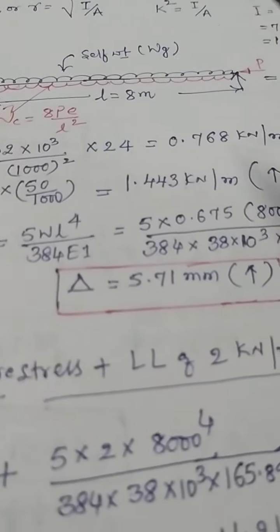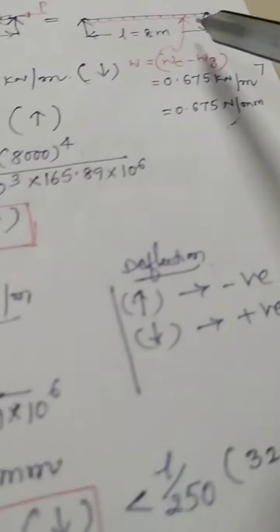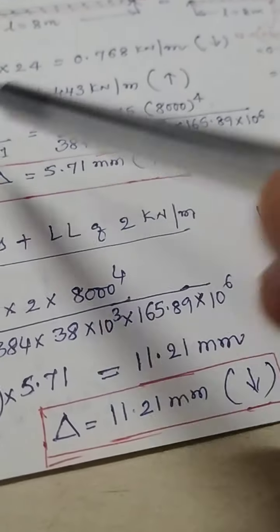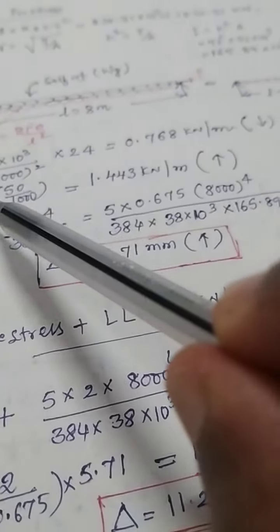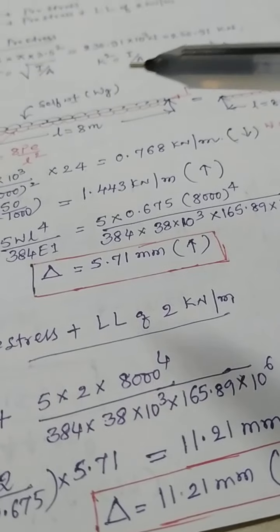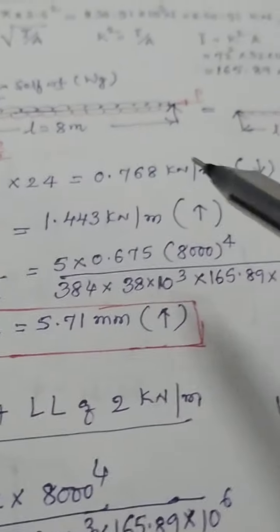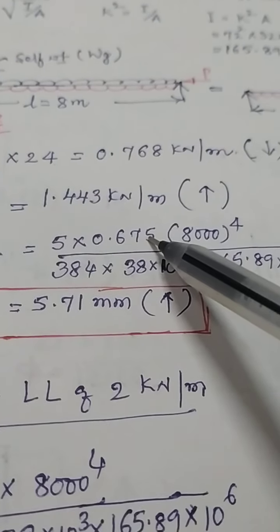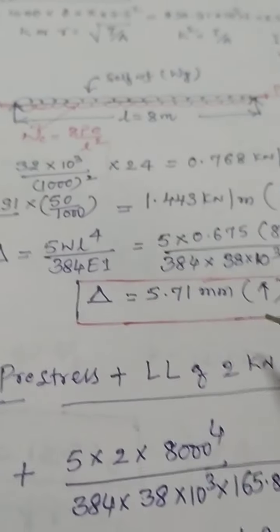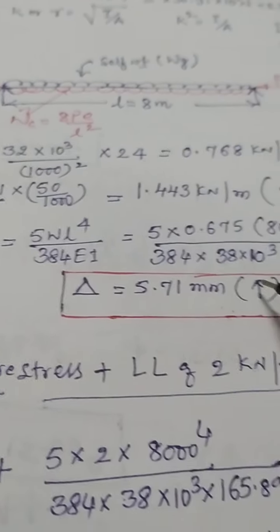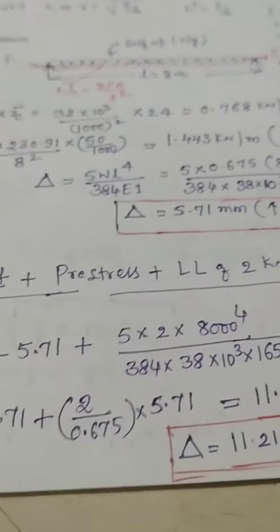Now converted 2 UDLs as a single UDL. Now upward deflection is there, that is because of this one, 5W L raised to 4 divided by 384 EI. Here net UDL is 0.675, then 5.71 mm. Instead of writing minus, I wrote a sign, that is upward sign.